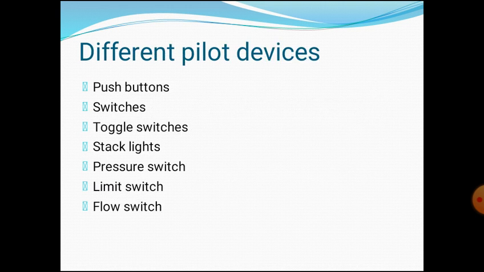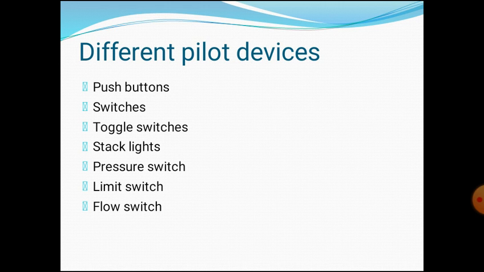Different pilot devices: push buttons, selector switches, toggle switches, stack lights, pressure switch, limit switch, and flow switch. First, we'll study what is meant by push buttons. Push button is nothing but it operates an electrical circuit through pressing a button or a knob. Selector switch is a multi-position switch that switches between different functions and operations. Toggle switch consists of a simple toggle mechanism for on and off functions of the machine. Stack lights interact with the various stack signals to offer a visible notification of the machine status.